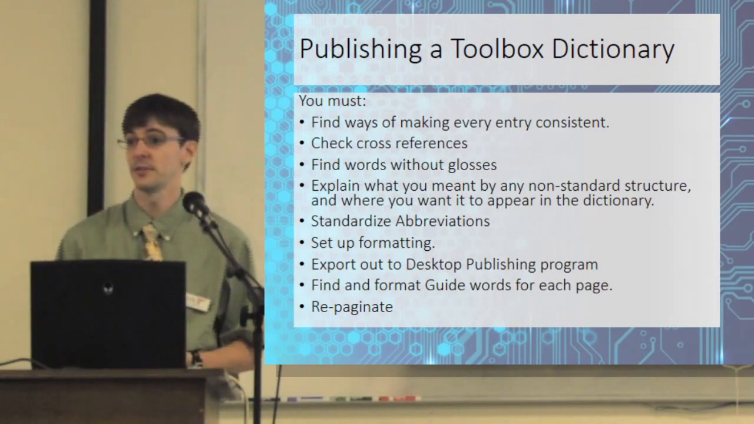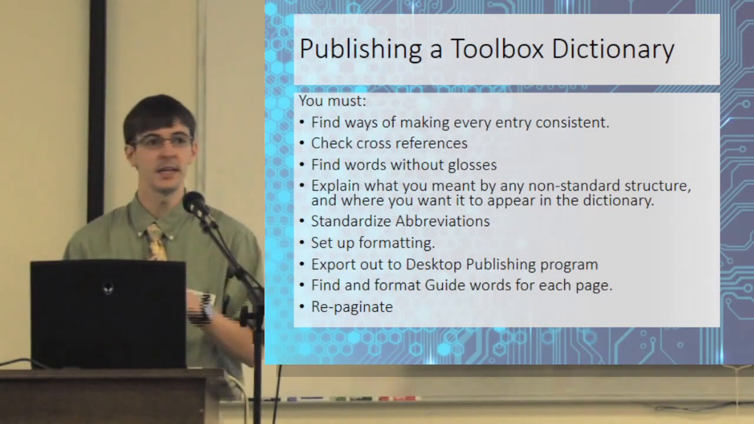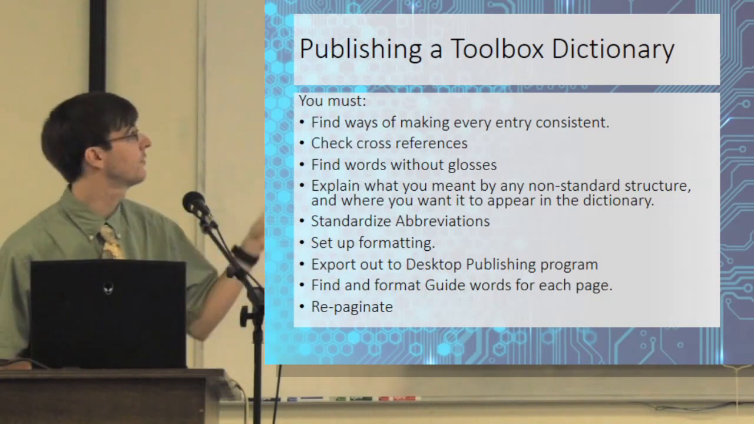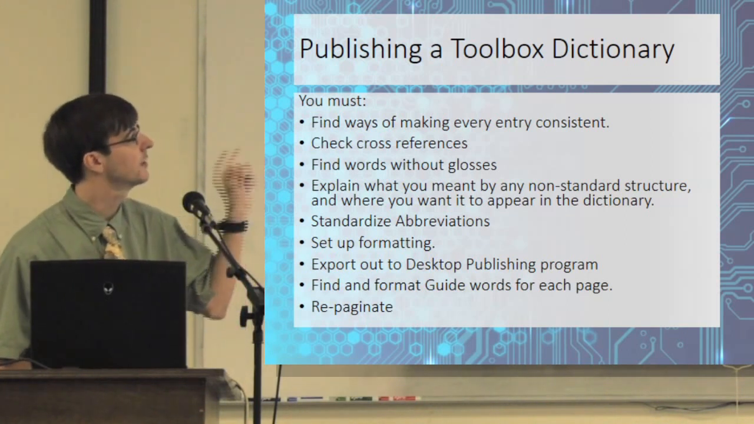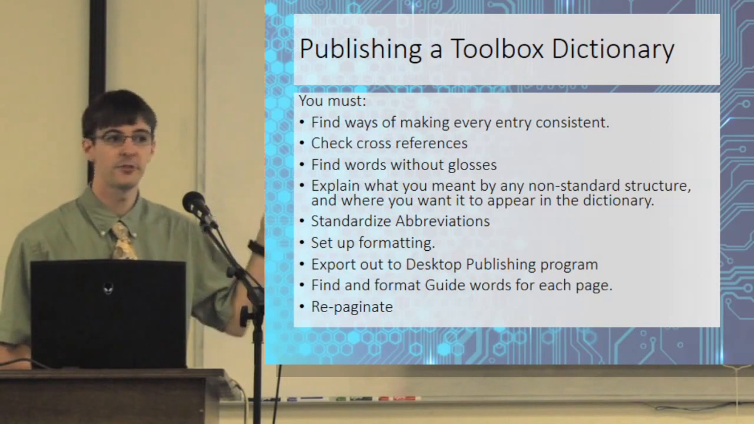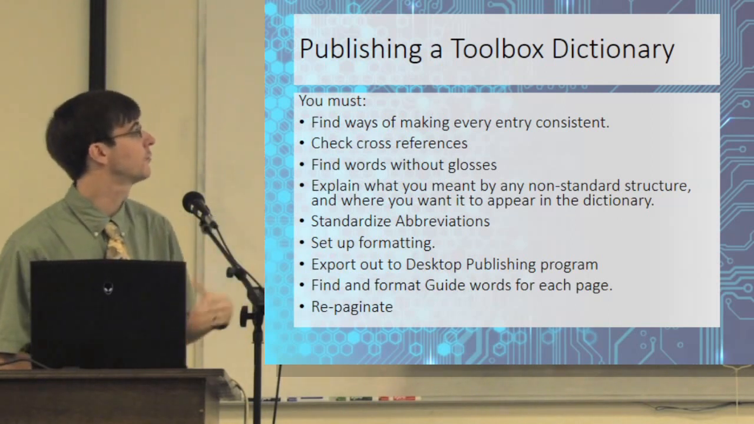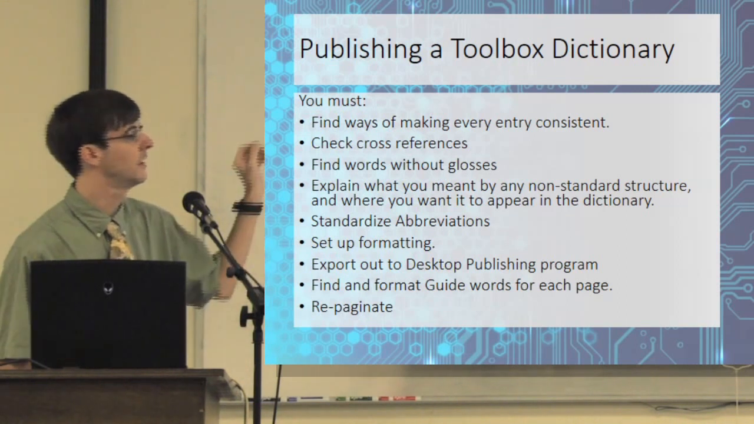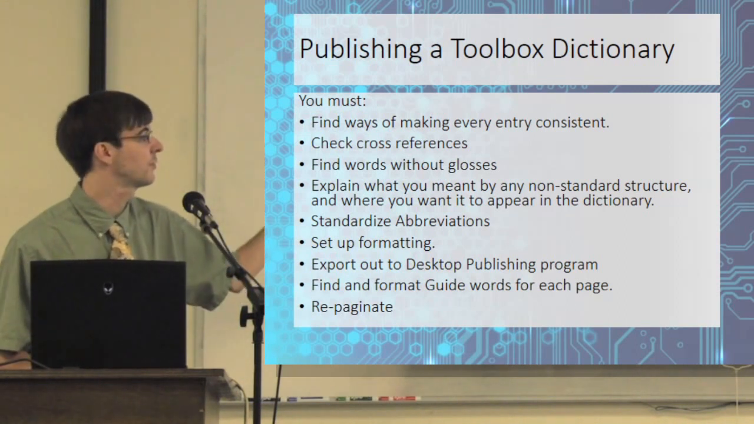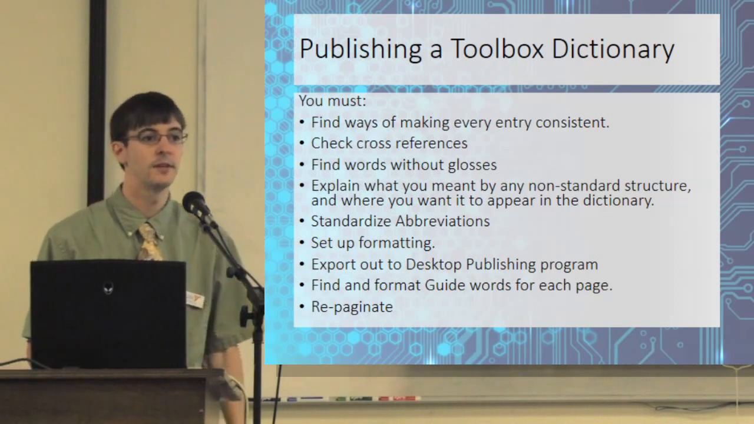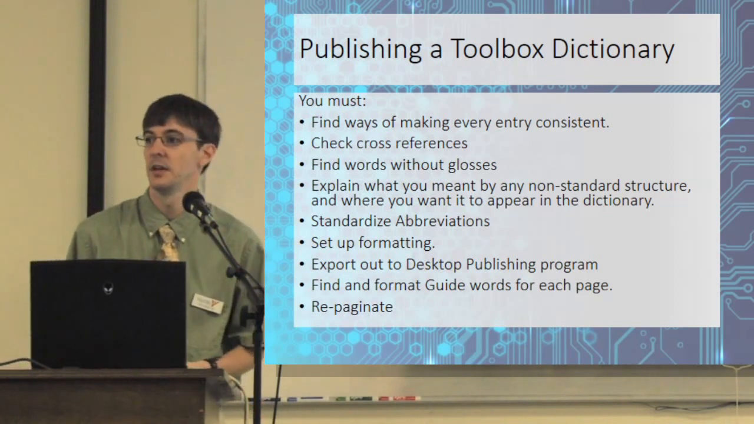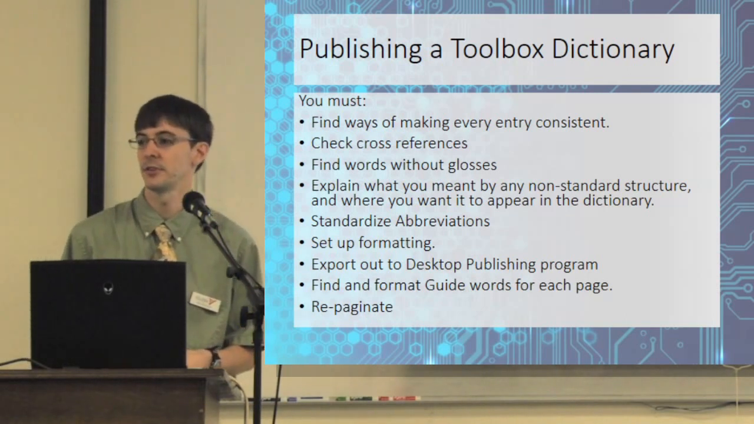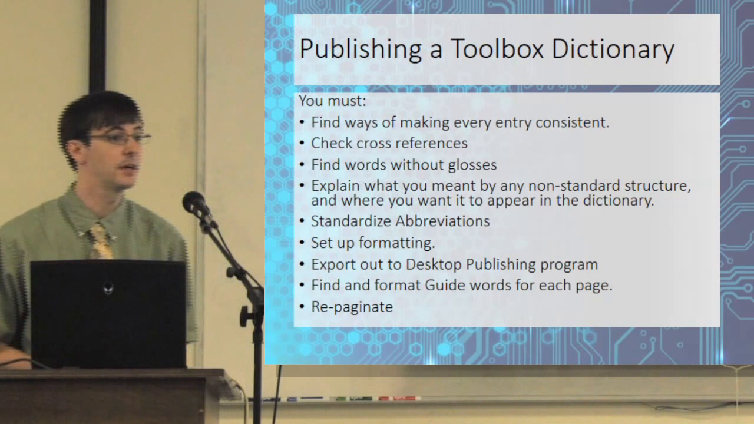To publish a Toolbox dictionary, you have to put all that structure back in and figure out what the structure is, which means that you need to go through and find ways of making every entry consistent. Check your cross-references, make sure that each is actually pointing somewhere. Find words without glosses, for example. Standardize your abbreviations, do the formatting, export it out to a desktop publishing program, and find and format your guide words for every page. This is at least a year process to publish a Toolbox dictionary for most people. Sometimes it's more than that.